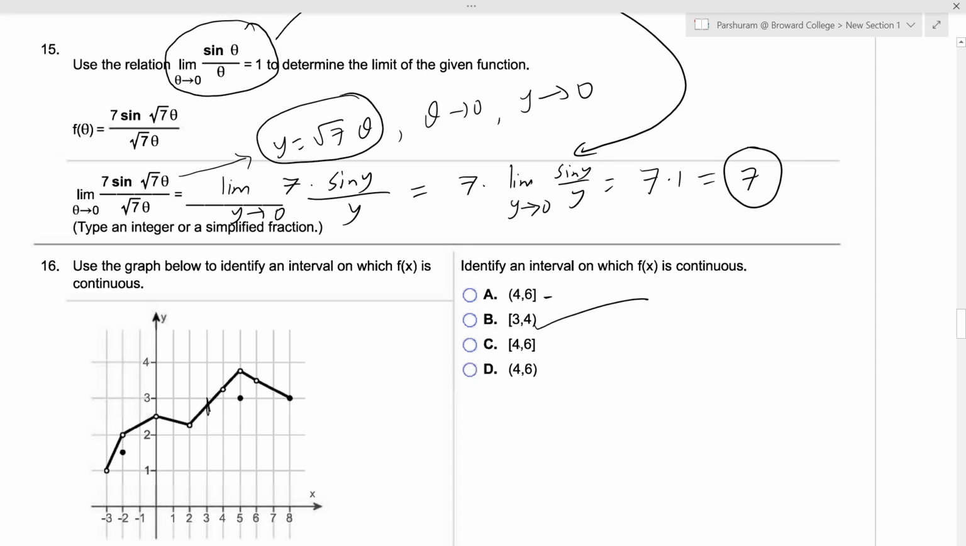You can also check 4 to 6. 4 should be not included, but here it's included, so this is not continuous. The 4 and 6 interval also contains this point 5. At 5 the function is not continuous, so this is not continuous. So the only option where the function is continuous is 3 to 4, where 3 is included and 4 is not included.